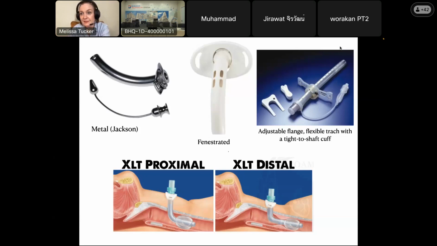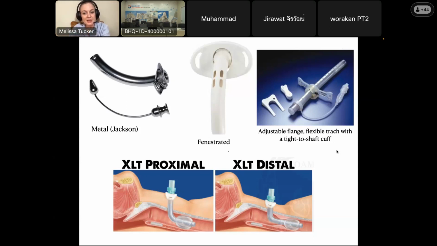And this is in fact a cuff trach, but you can barely see the cuff on the end of the tube because it's what's called a tight shaft cuff. So when the cuff is fully deflated, there's no residual volume of the balloon in the patient's airway. It's cinched up tight around the tube.